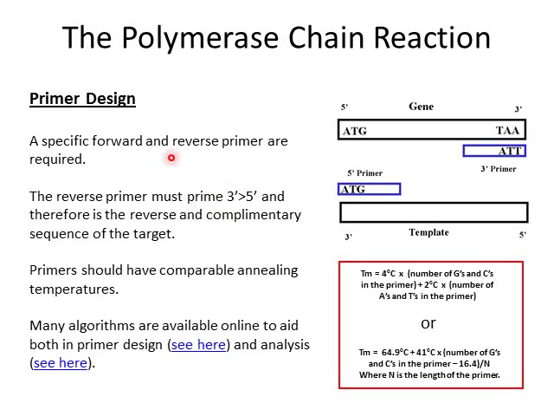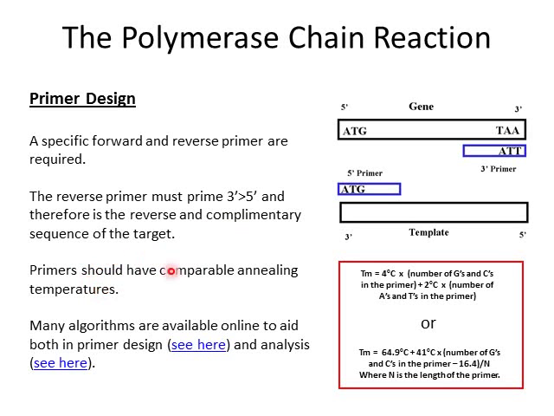So a little bit more about primer design then. I guess I've kind of covered this a little bit already. I've talked over these points a little bit, but I'll go over them again because I think it's a confusing aspect of PCR and it won't do any harm in this podcast to cover it twice. Effectively, you need a specific forward and reverse primer. The reverse primer must prime 3' to 5', like we've said, and therefore it needs to be the reverse and complementary sequence of the target.